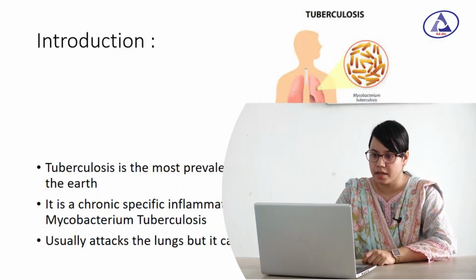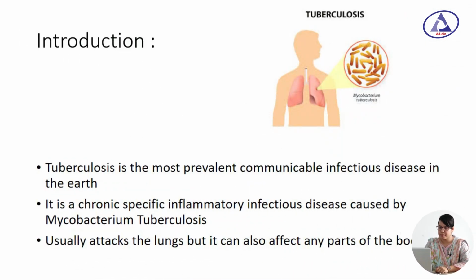Today I am going to discuss the diagnosis of TB, which is tuberculosis. Introduction. Tuberculosis is the most prevalent communicable infectious disease on earth. It is a chronic specific inflammatory infectious disease caused by Mycobacterium tuberculosis. It usually attacks the lungs, but it can also affect any part of the body.